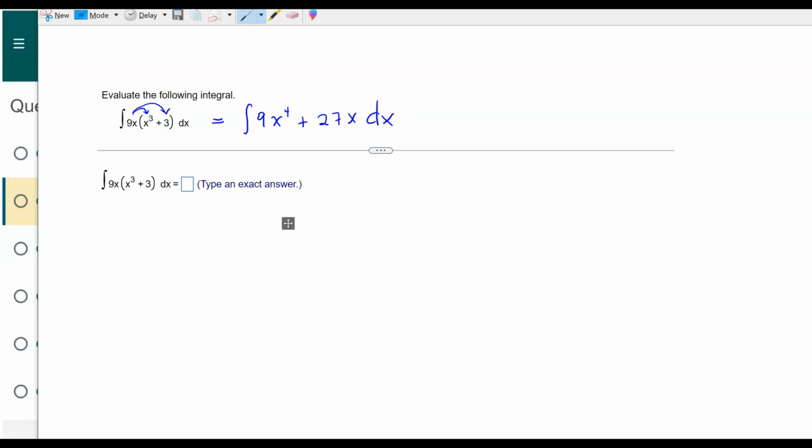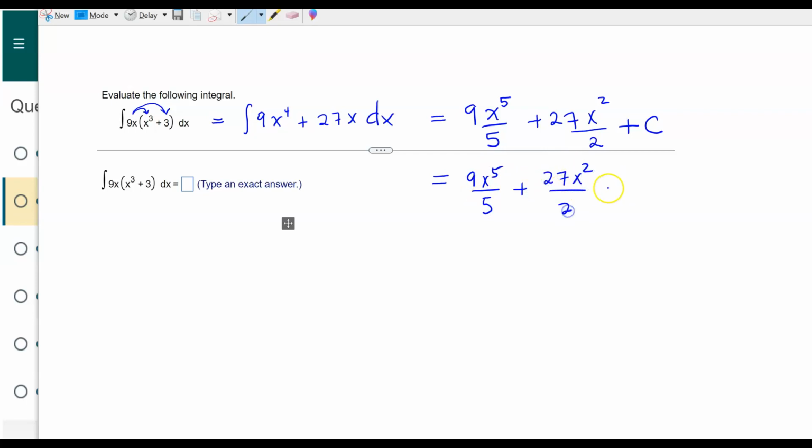Now, then you can just integrate this as usual. So this one will be equal to 9. You copy 9 and then you integrate x to the 4th. The integral of x to the 4th is x to the 5th over 5 plus, copy 27, and then you integrate x, so that is x squared over 2. You write the integration constant c. So you could type this as is. You could write this as 9x to the 5th over 5 plus 27x squared over 2 plus c.